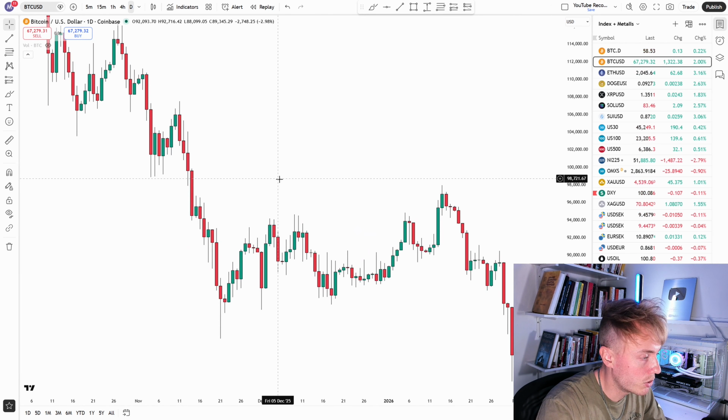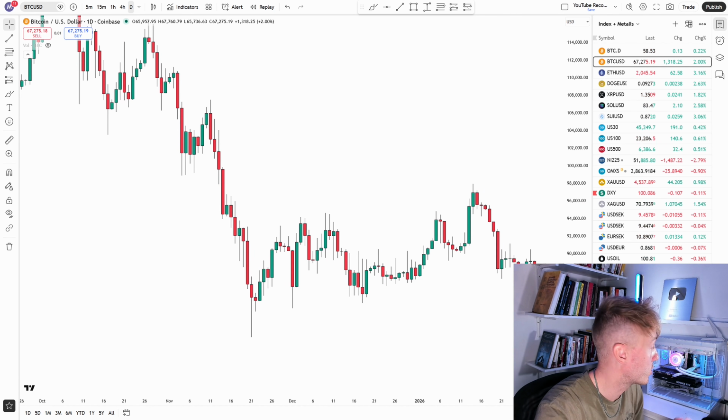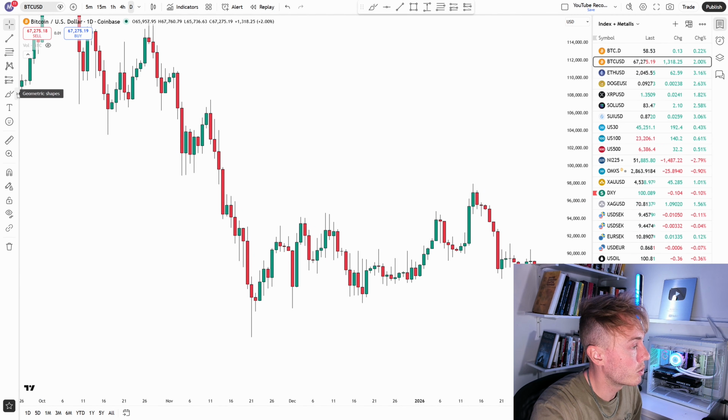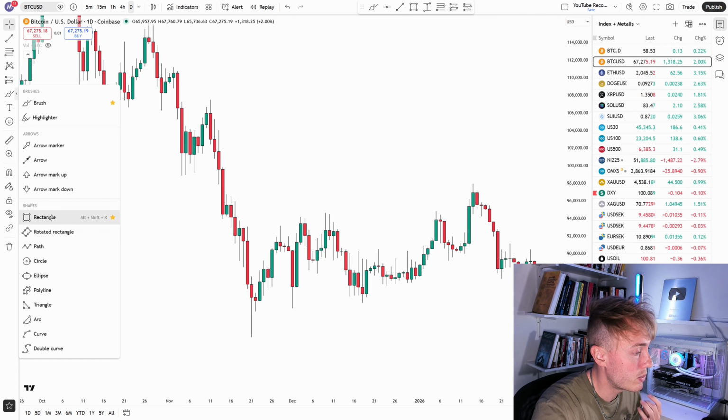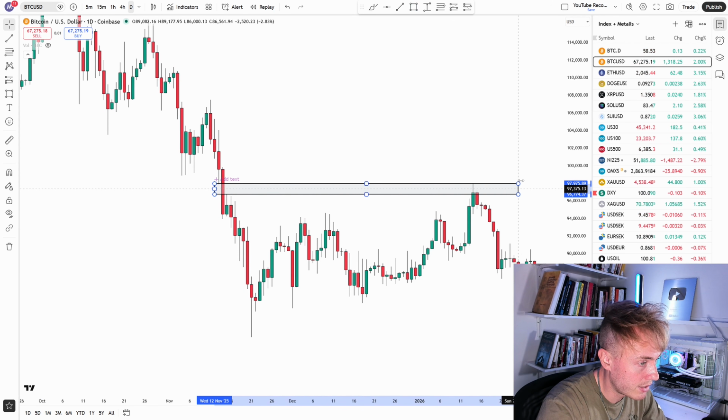And what I like to do is, when I mark, for example, fair value gaps or support and resistance or anything, I like to go here to geometric shapes, and I use my rectangle tool. So I can draw out the fair value gap right here. We extend to the left.